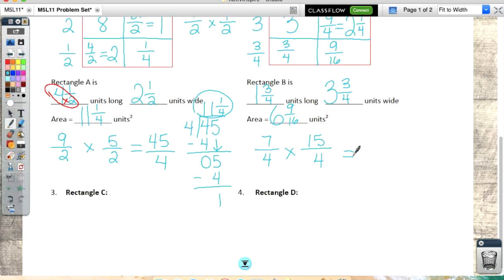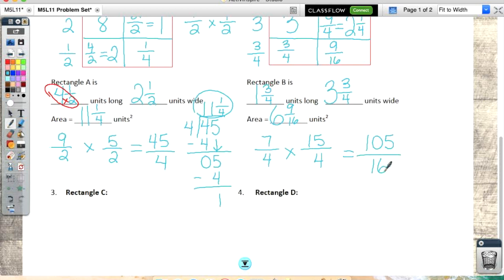Figure it out. Here's what I know. I know 15 times 2 is 30. So I could go 30, 60, 90, and that would be 6 times 15. So what is 7 times 15, Isaiah? Oh, I got 105. I agree. Same. And what is 4 times 4?